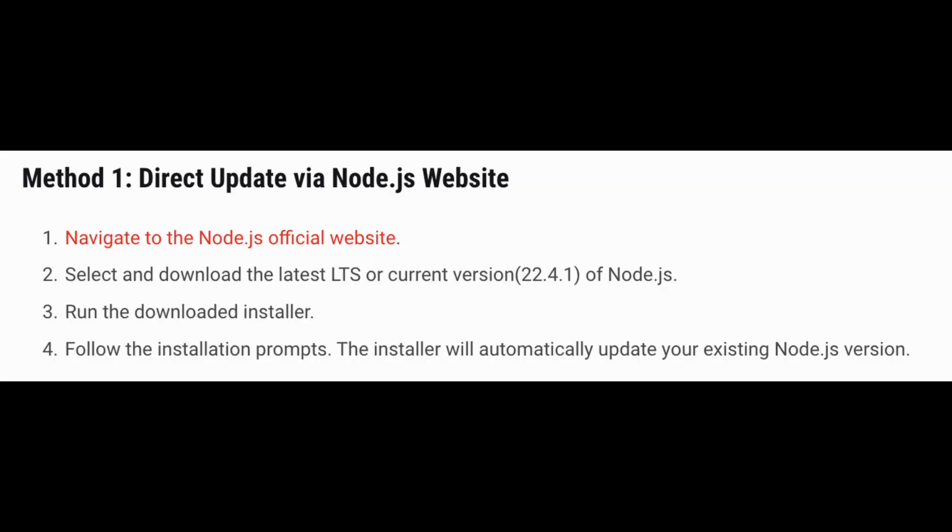Step-by-step update guide. Now, let's go through the detailed steps to update your Node version safely. Method 1, direct update via Node website. First, navigate to the Node official website, then select and download the latest version, which is 22.4.1. Run the downloaded installer and follow the prompts. The installer will automatically update your existing Node version.